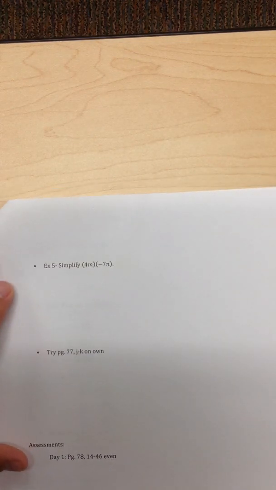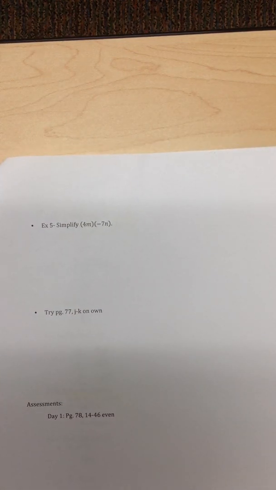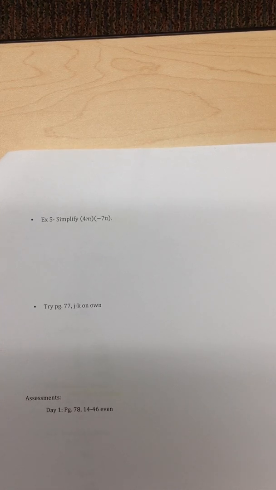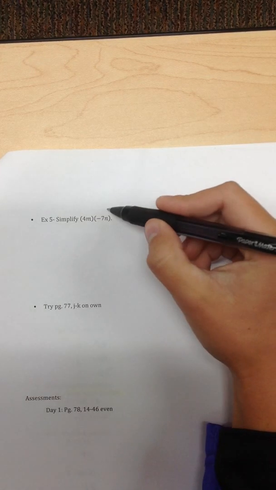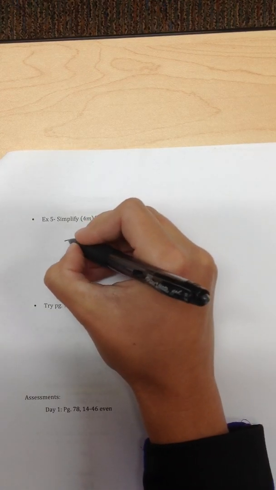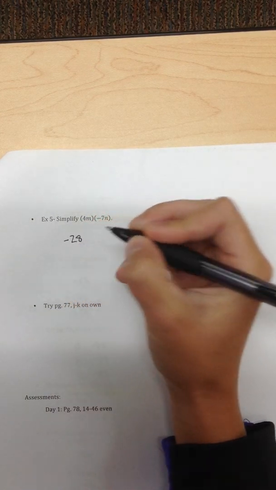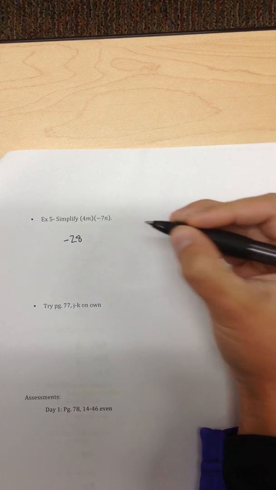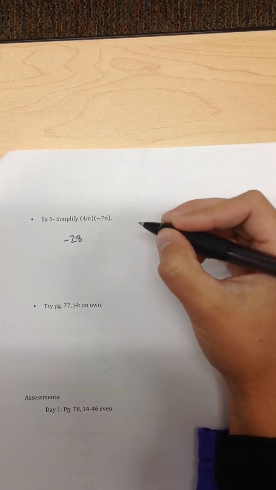Okay, next one here, for example 5, they just want us to simplify this down. So we have variables again, but we don't know what those variables are equal to, so we just keep them in our problem. So what I'm going to do here is take my numbers, so since it's all multiplying here, I can kind of change it around a little bit. So if I take my numbers and multiply those, so 4 and the negative 7, that would come out to be negative 28, because positive times negative gives me a negative answer because they're different signs.